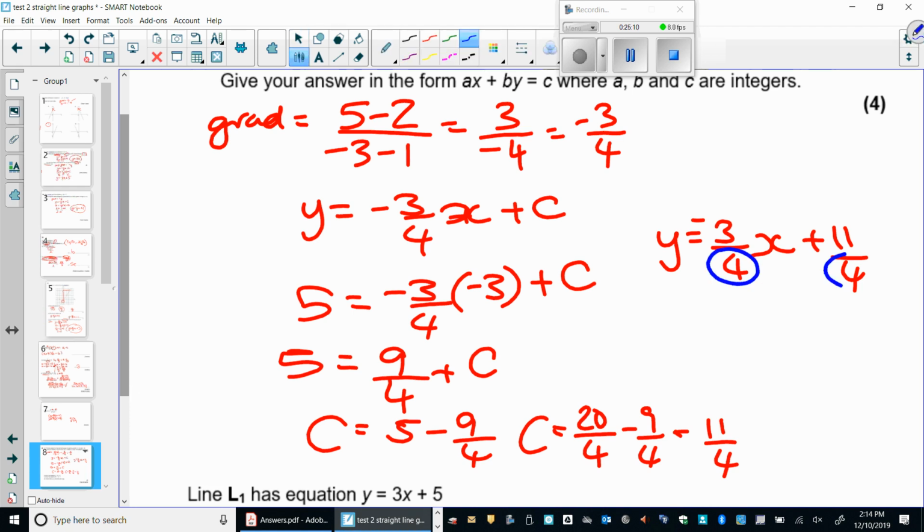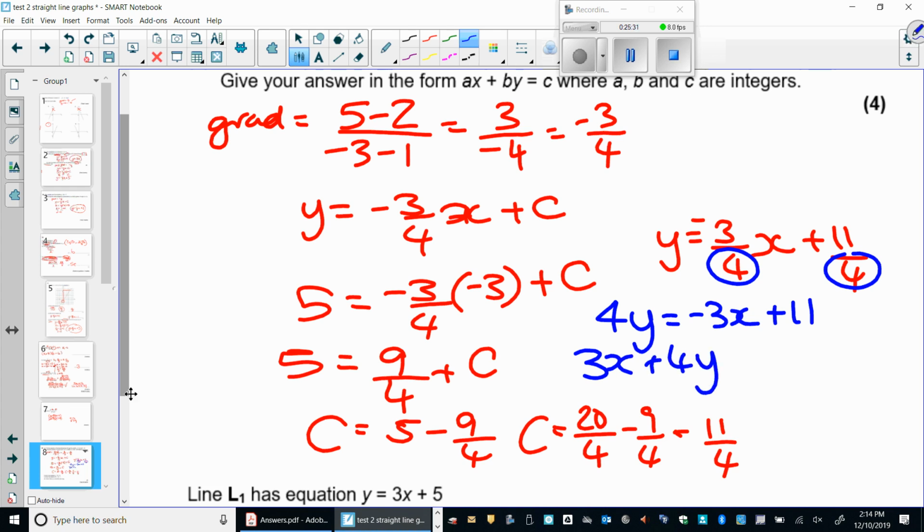Good, because the denominator of both of these is 4, it's a nice, more straightforward one than any others. So we just multiply everything by 4. So this becomes 4y equals negative 3x plus 11. Is that in the order that they have it up here? No, ma'am. We just need to have the x and the y on the same side. So that's 3x plus 4y equals 11, because I've added 3x to both sides.